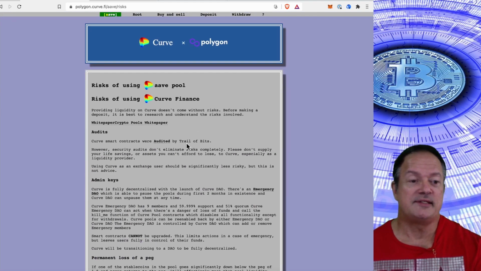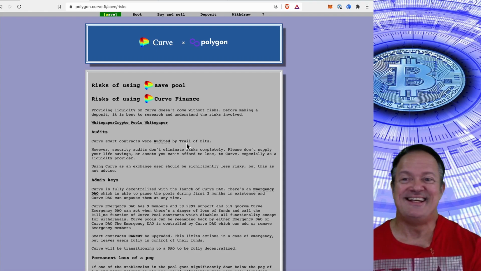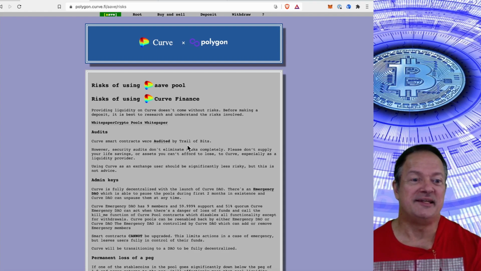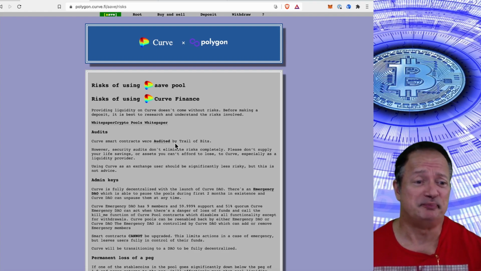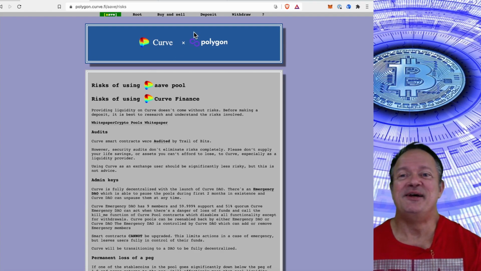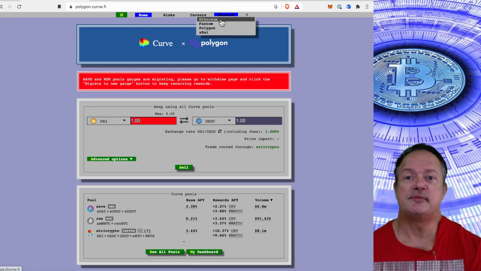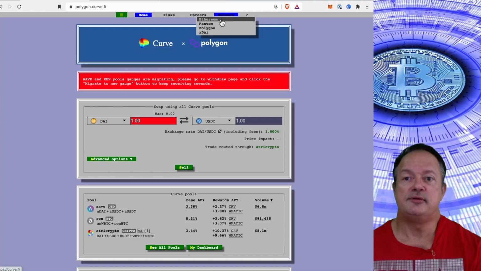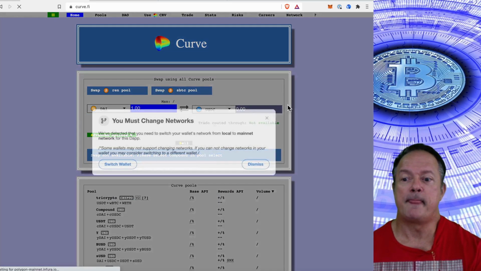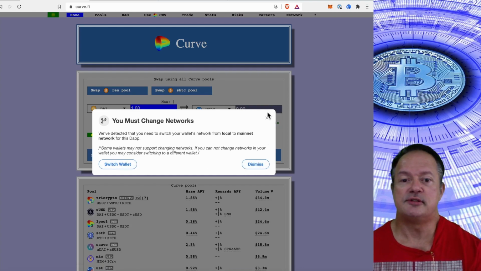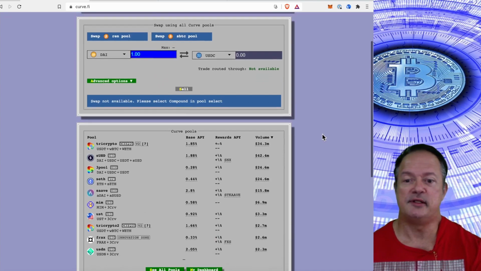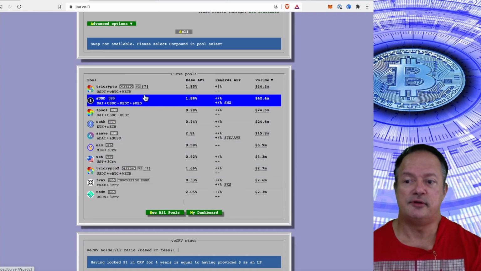Now, one thing that's a little bit off-putting is the rather clunky looking interface at Curve. However, I think the interface works very well. It's just not the prettiest interface in the world. What else? If you're curious about the other networks, let's go back to root. You can switch to Ethereum, for instance. And it says I need to switch, so I'm not going to do that because we don't need to play in it. But you can see that they have several other protocols.